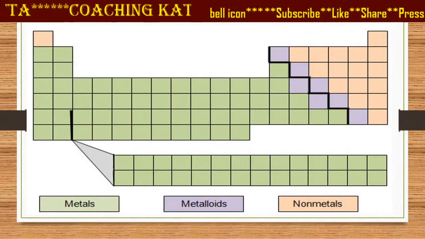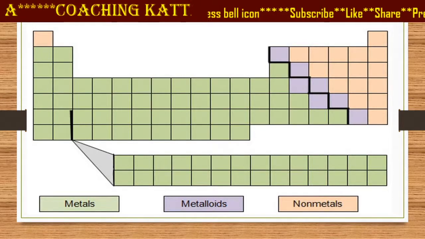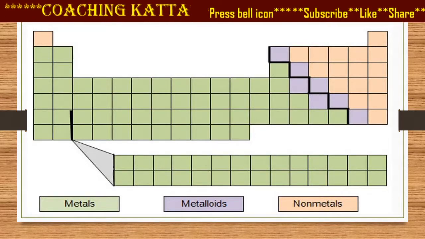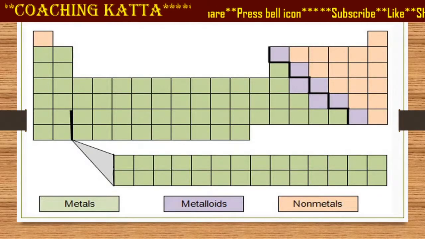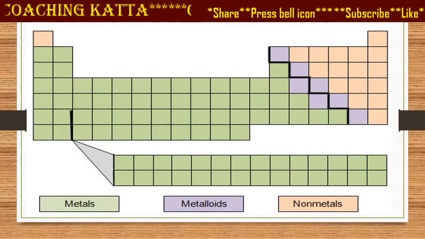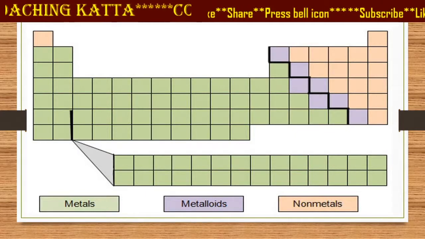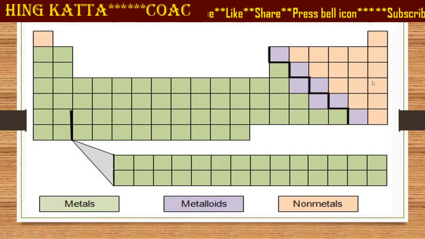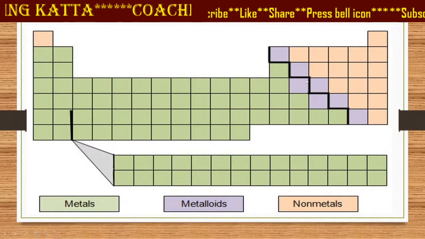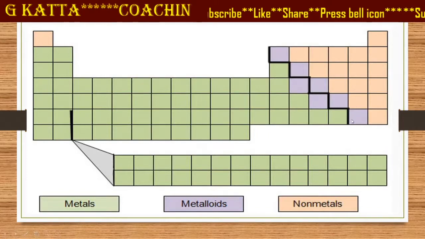Now, in this figure, classification of elements in three categories is shown. The elements at the left hand side are metals. Also, the elements at the right hand side are non-metals, and the borderline elements of the zigzag line are metalloids.